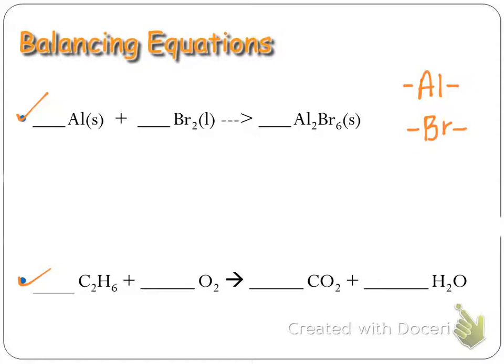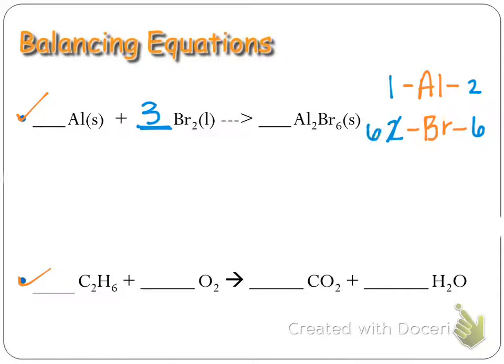So as I'm taking inventory of the first one, how many aluminums do I have on the left? 1, and on the right I have 2. Bromine on the left I have 2, and on the right I have 6. Okay, so it doesn't really matter which one I do first because these are both by themselves. I'm probably going to go with bromine because that's got a subscript and I can really adjust aluminum to whatever I want. So to fix bromine, what coefficient do I need to have here? 3, right? I want my total to be 6.